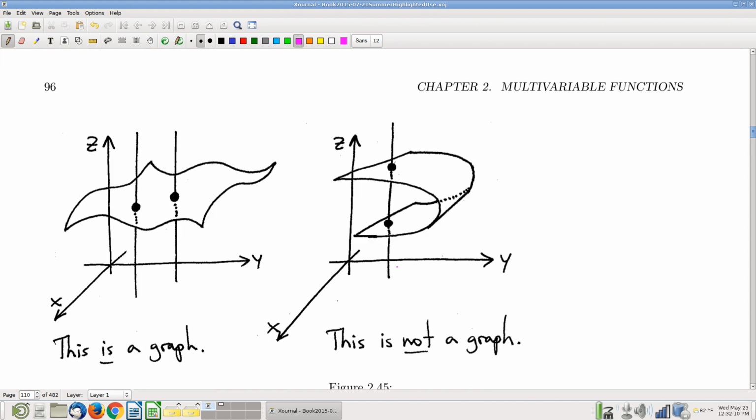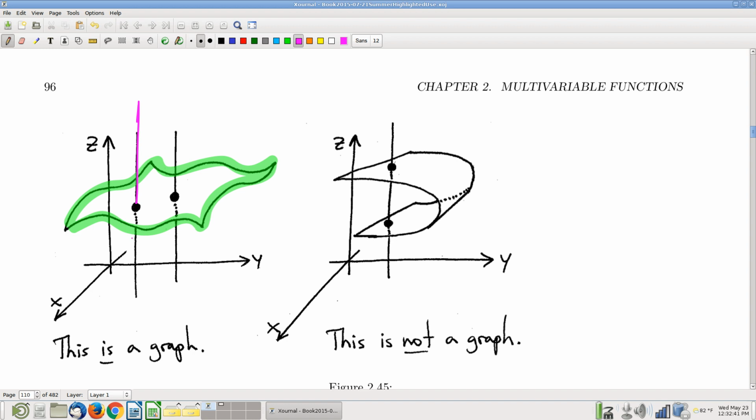Just want to point out there's a higher dimensional version of this. Of course, the only graphs we can draw pictures of in multivariable calculus are graphs of real valued functions on R2, in other words, surfaces like this. And the same game applies if you want to know whether this surface here is a graph. Well, you start looking at vertical lines.